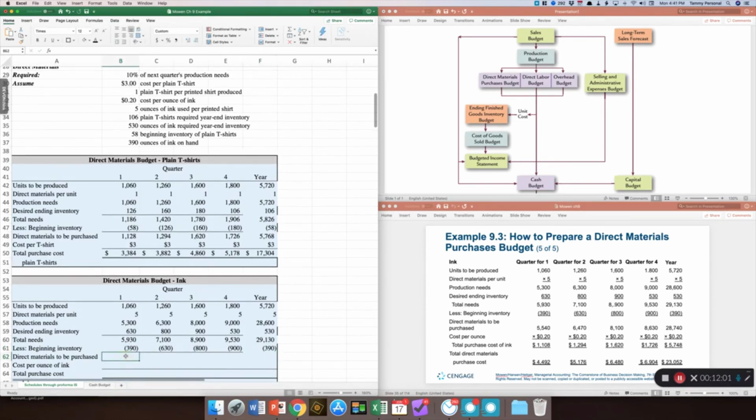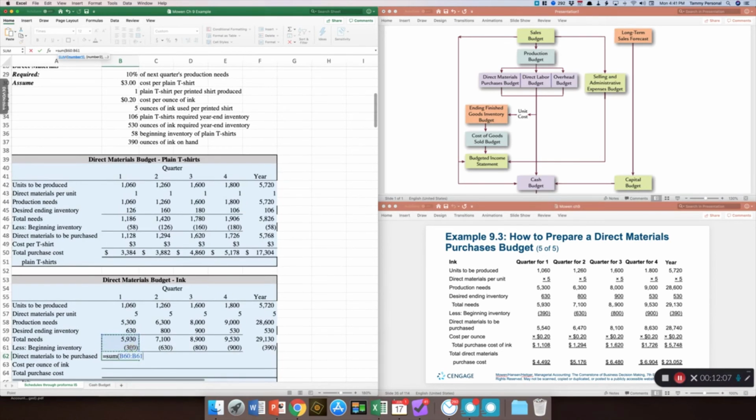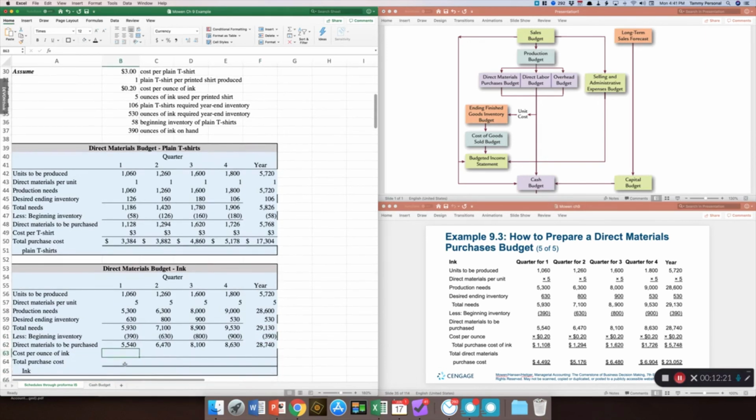So that means that our direct materials, this should be really starting to look very familiar, right? So that's those two together. So our direct material to be purchased calculates as the sum of this positive number and this negative number. And then our ink costs 20 cents per ounce. Take that as an absolute cell reference, times our amount of direct purchases. Get rid of those decimals and then drag that across.